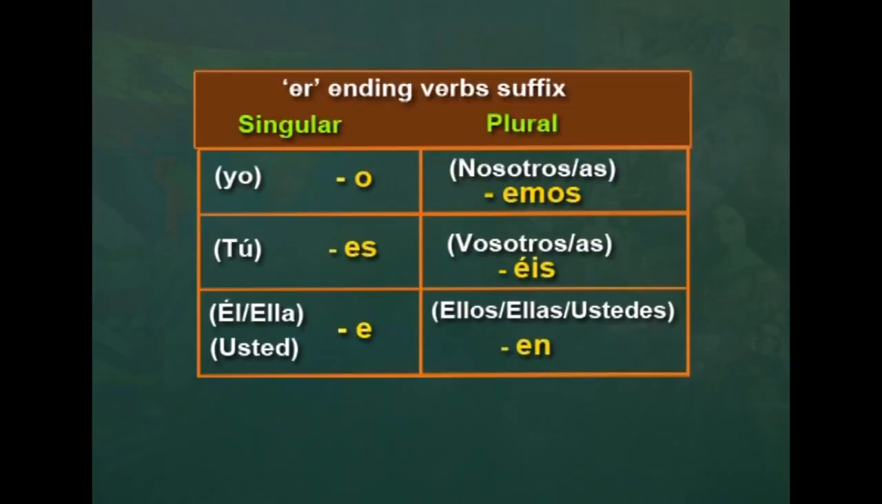So, for ER ending verbs, the suffixes are: for yo, o; tú, es; él, ella, usted, e. Now, in the plural section: nosotros, nosotras, emos; vosotros, vosotras, éis, with an accent; ellos, ellas, en; ustedes, en.